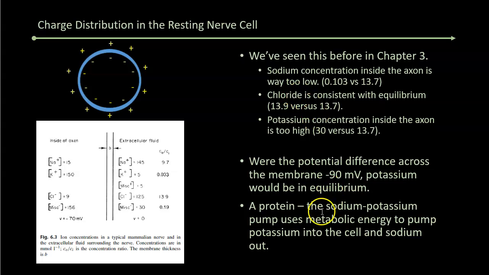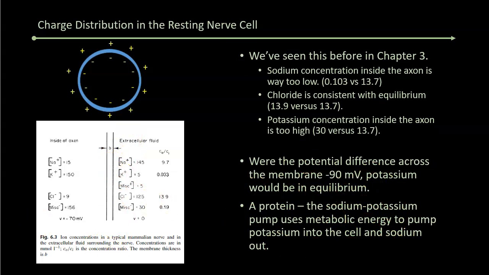What is it? There's a protein inside the membrane called a sodium potassium pump that uses metabolic energy to pump potassium into the cell and sodium out of the cell, in a ratio, I think, of 3 sodiums for every 2 potassium, something like that. Hope I didn't get that backwards. And so it's pumping these in and out of the cell as part of the metabolic process.